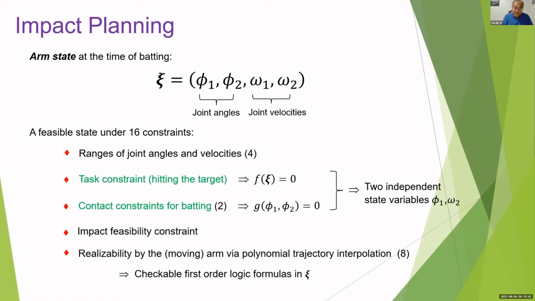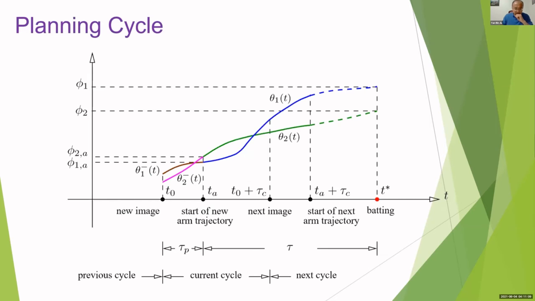One is a path constraint: after the impact, the object is going to fly to the target. The other one is a contact constraint. These 2 equality constraints reduce the state variables to 2. All the other ones are inequality constraints we can deal with, by checking whether the value is within the interval, or by converting the condition into a first order logic formula and then using root finding to check the truth of it.